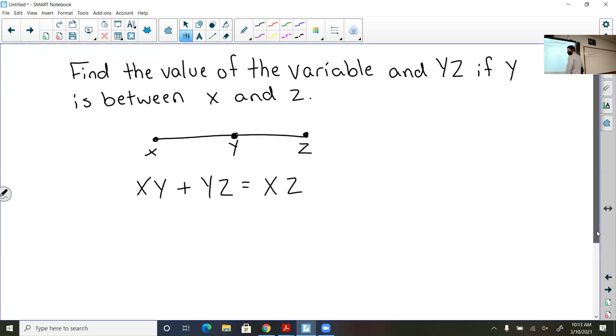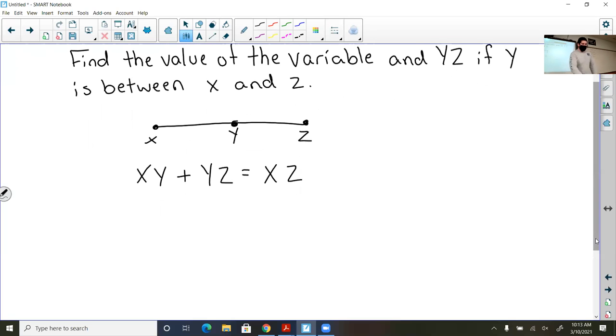All right, now on to the actual problem. Oh, there it is. Go nowhere and I lose stuff.